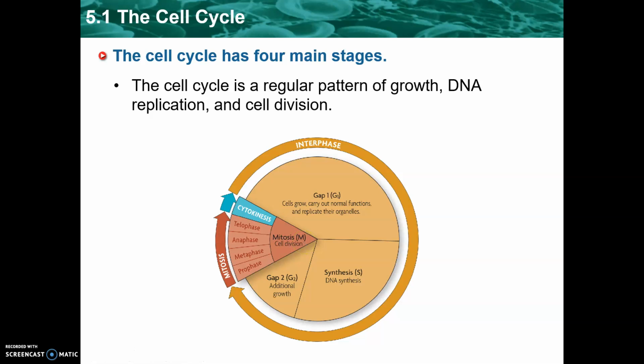So to abbreviate the stages of the cell cycle, we have G1, which stands for gap 1. We have the S phase for the synthesis of DNA. We have G2, which is that additional growth and preparation for division. And then we have the M phase, which is when mitosis and cytokinesis are going to occur.